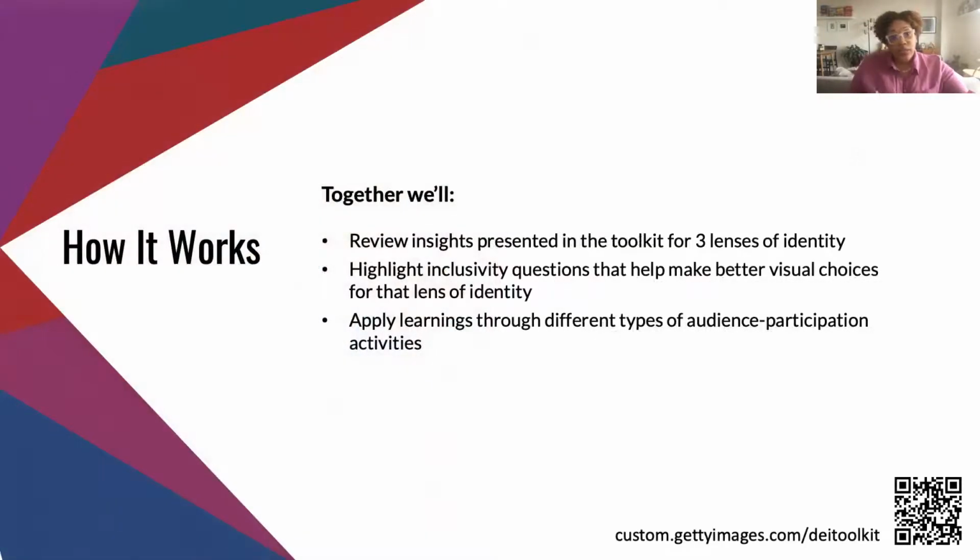So how the workshop will work is we will look at the 3 lenses of identity that Nikki mentioned: race and ethnicity, sexual orientation, and disability. And what we are going to do is look at all of the insights. We're going to actually go into the toolkit, because I imagine that a lot of you haven't had a chance to go through the toolkit yourselves. And so we'll talk through those insights that we uncovered through our research.